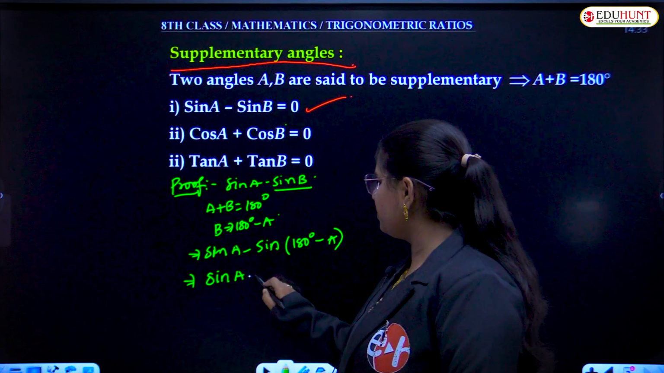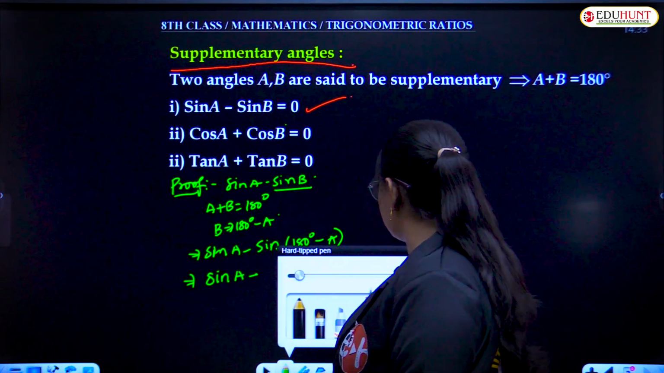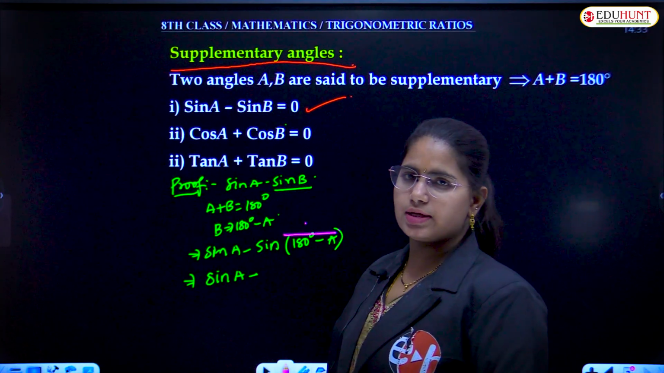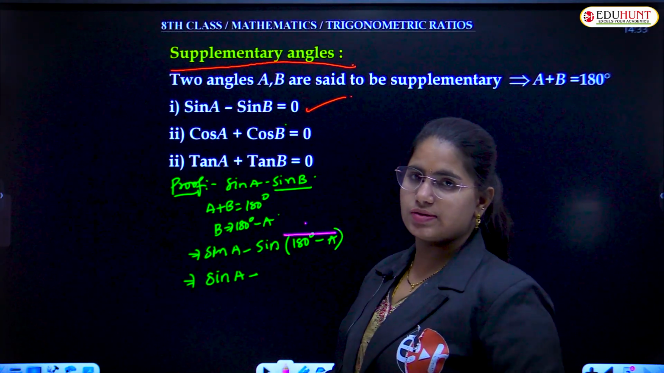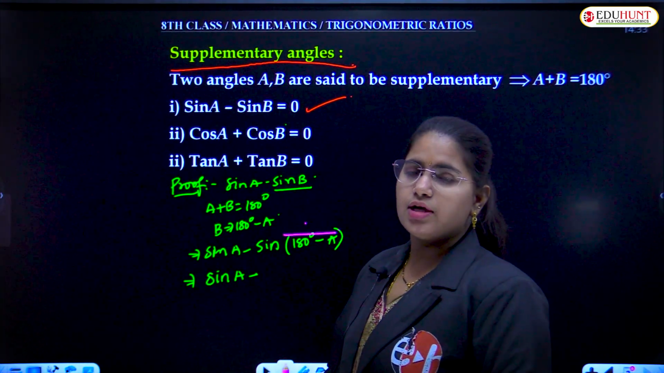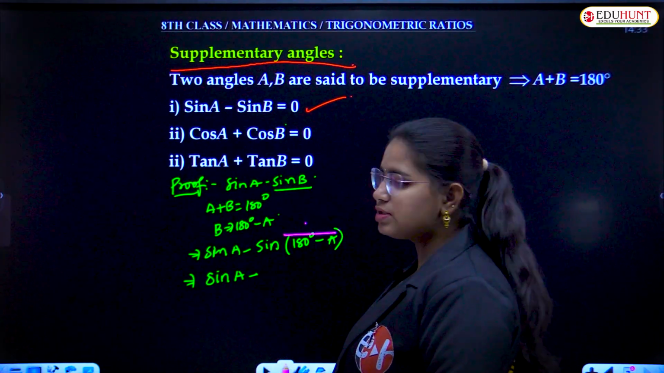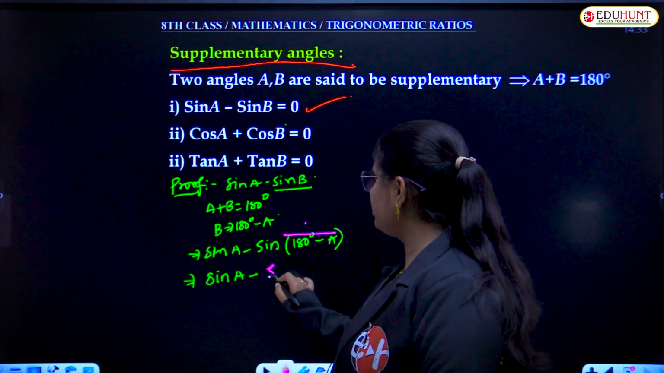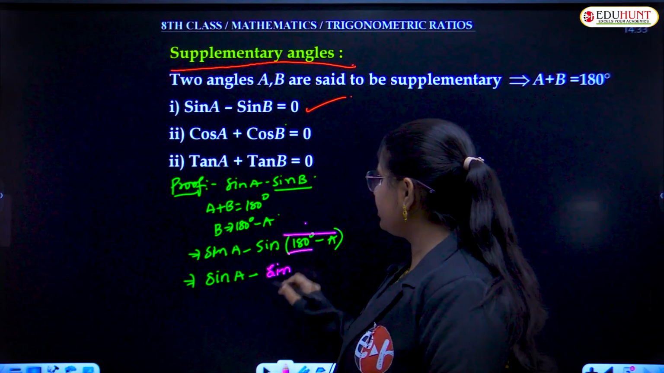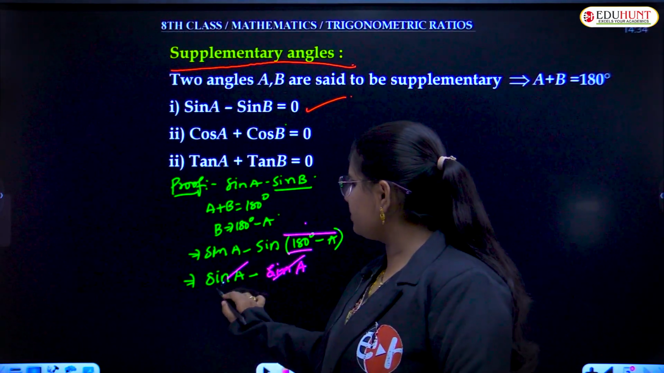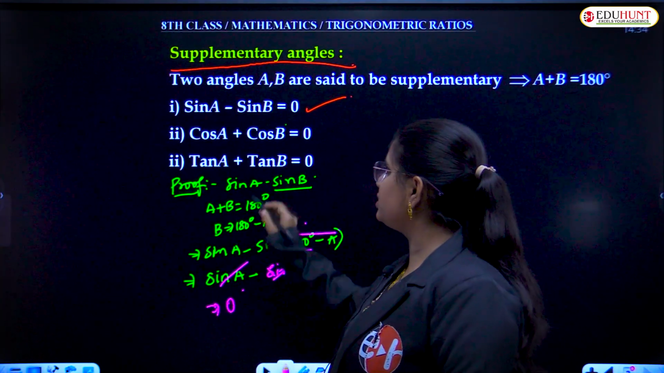So what will I be getting here? Sine A minus sine of 180 minus A. Which quadrant does 180 minus A belong to? It's the second quadrant. In the second quadrant, is sine positive or negative? It's positive. So, as 180 is an even multiple of 90, sine will not change. Sine A minus sine A, the value is equal to 0. Proved.